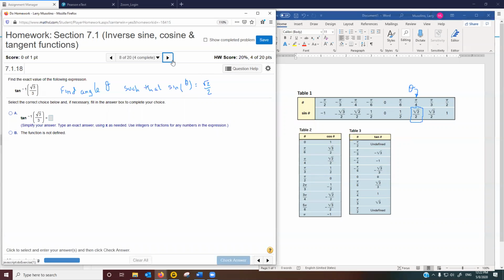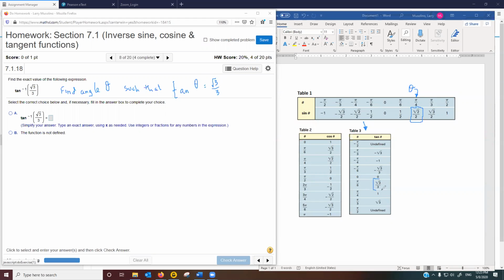Let's go here. This one says inverse tangent of square root of 3 over 3. All right, well, this question is really asking me to find the angle theta such that the tangent of theta is equal to square root of 3 over 3. All right, let me come over here to table 3, which gives me different values of tangent for different angles.